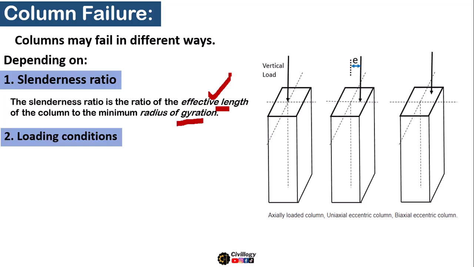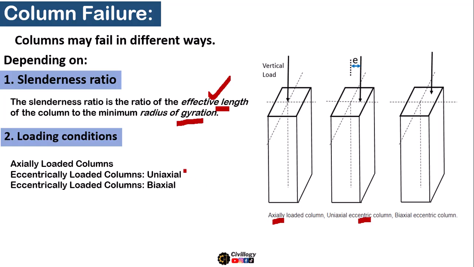There are basically two types of loading conditions. The first is axially loaded and the second is eccentrically loaded, and eccentrically loaded columns are further categorized into uniaxial and biaxial. In an axially loaded column, as you can see over here, this is the center of the cross section of the column, and the point of application of load is right above the center, passing along the centroid of the structure.